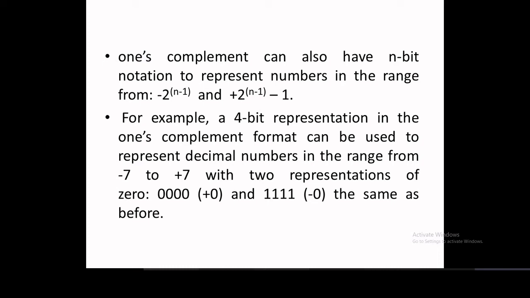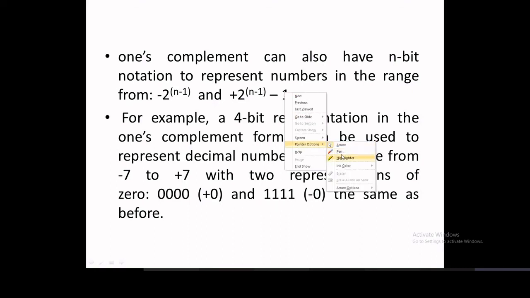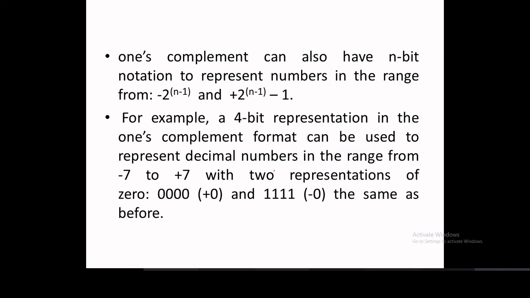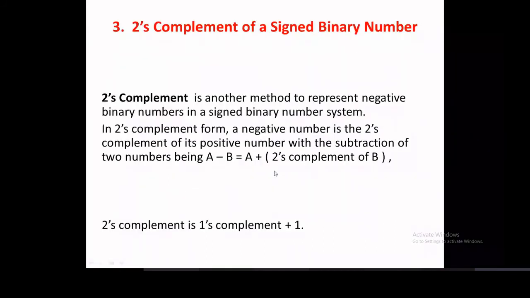Okay, and with two representations of 0 here, there are plus 0 and minus 0. Plus 0 is represented similar to the first type, that is, the 0 in the MSB shows positive, and the 0 0 0 is the magnitude of 0. But for negative 0, minus 0, I am taking the 1's complement of this number. So the 1's complement of this number is 1 1 1 1. So it is a negative 0. This is the difference between sign magnitude representation and the 1's complement format.